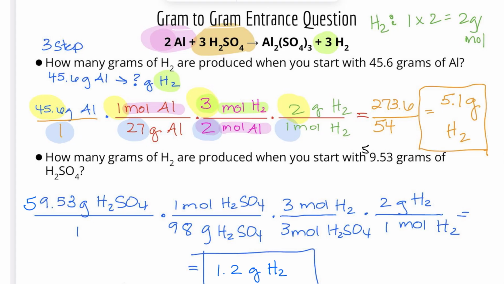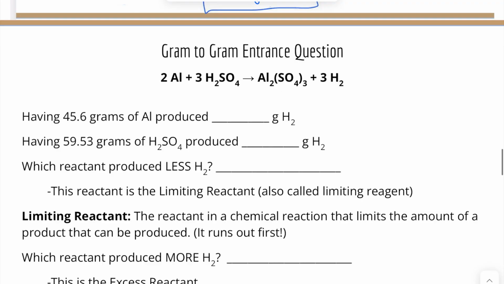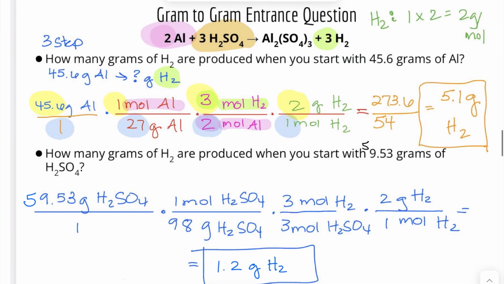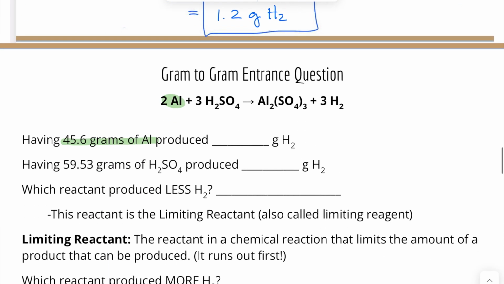Here's that gram to gram entrance question from the beginning of the notes, and here are my answers. That 45.6 grams of aluminum produced 5.1 grams of hydrogen. The 59.53 grams of H2SO4 produced 1.2 grams of hydrogen. And we're going to actually reference these on that next slide. So having 45.6 grams of aluminum, we were given that starting amount of aluminum. That was our first one here. That produced 5.1 grams of hydrogen.